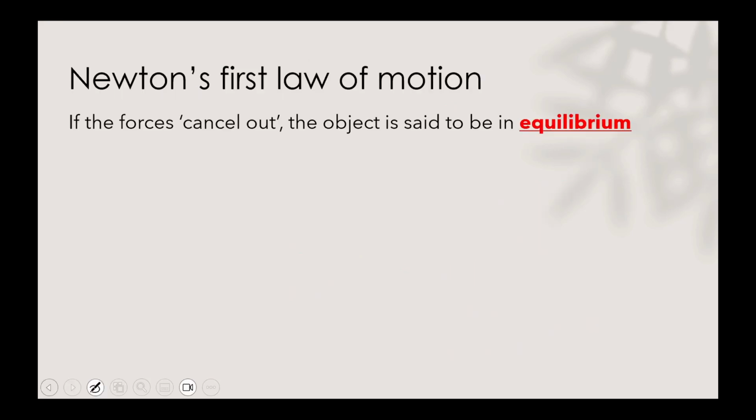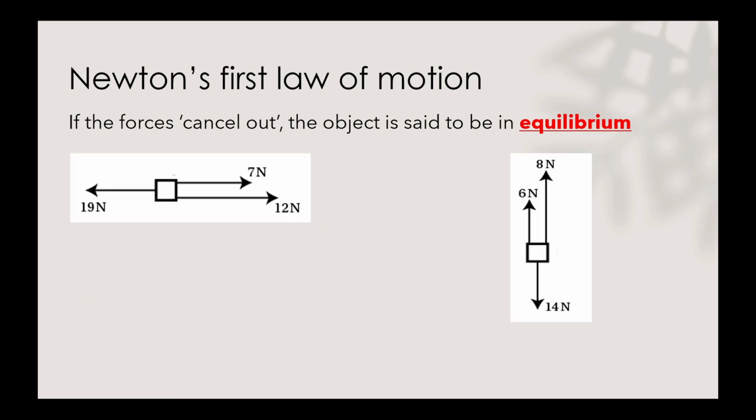And that leads us to focus on equilibrium. If forces cancel each other out, then the object is said to be in equilibrium. If we have a look at these two diagrams here, we can see that we've got equal forces going in the opposing direction. So here we've got 19 newtons going here, a total of 19 newtons going to the right, meaning that our resultant force is equal to 0 newtons.